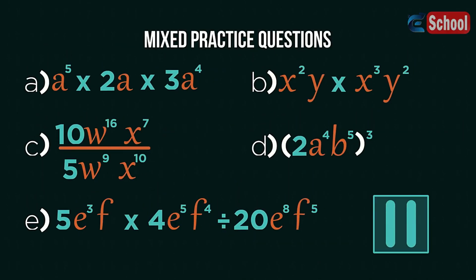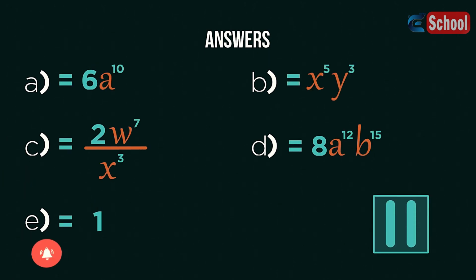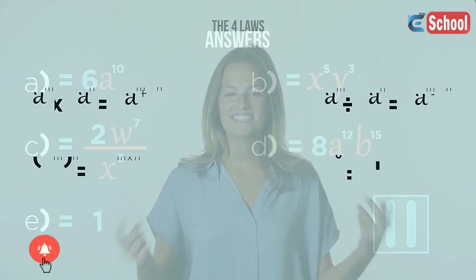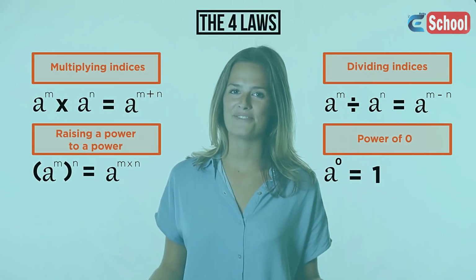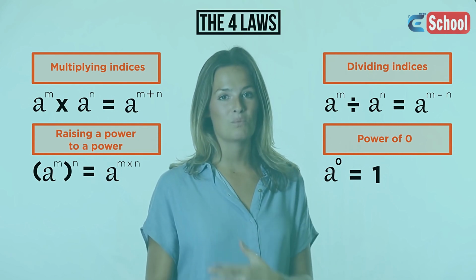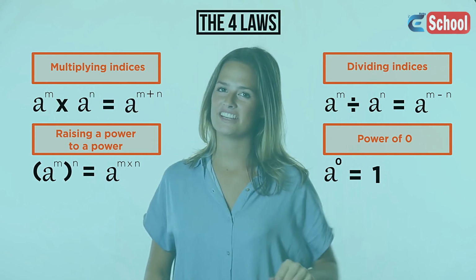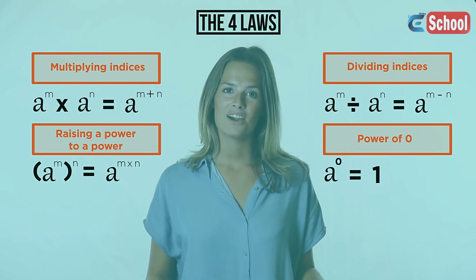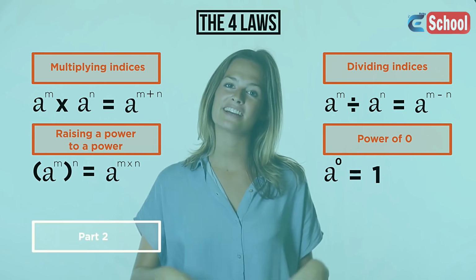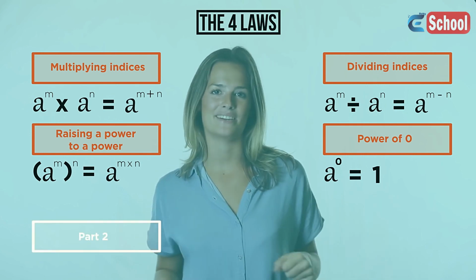Here are some questions for you to give a go yourself. Pause the video, work out the answers, and click play when you're ready to check. Did you get them right? So here are the 4 laws that we've seen so far. Make sure you understand why they work, and then you don't need to stress about learning them. Watch part 2 to discover how fractional and negative indices work.